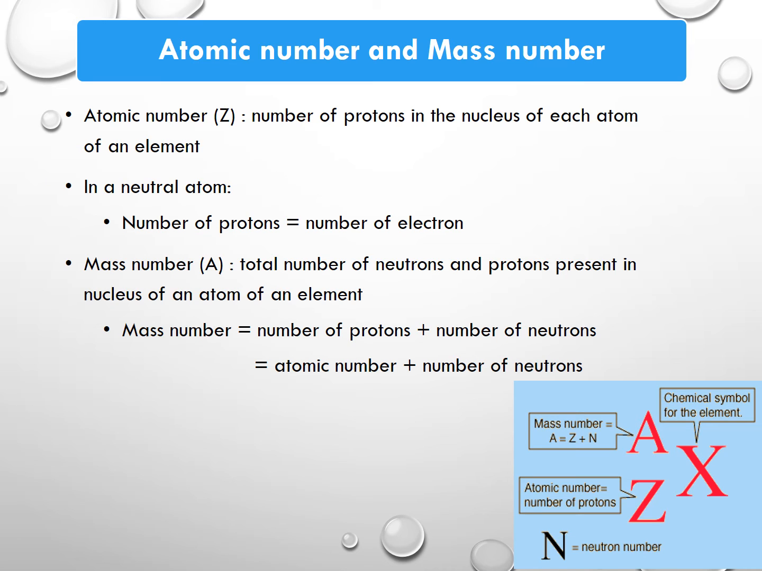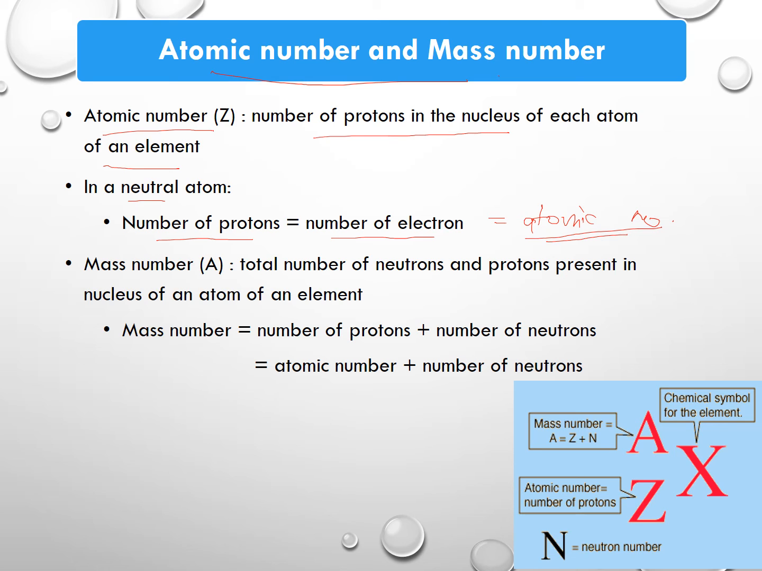Okay, next is the atomic number and mass number. So atomic number is the number of proton in the nucleus of each atom of an element. So in neutral atom, number of proton is equal to number of electron, is equal to the atomic number. So where you can get this atomic number from the periodic table.